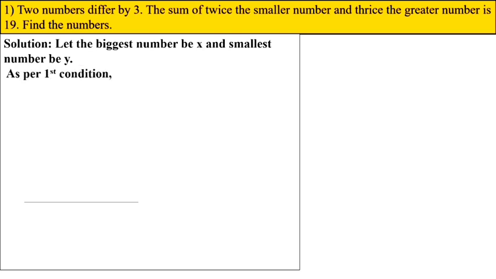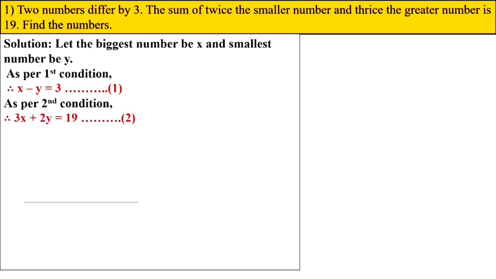As per the given condition, the two numbers differ by 3, which means the difference between the two numbers is 3. We have two numbers, x and y. So x minus y equal to 3 is our first equation. Now in the second condition it is given twice the smaller and thrice the greater. The greater number we have x. Thrice means 3 times x, and twice the smaller means the smaller number we assume y, so we will take 2y. It is given the sum of twice the smaller number and thrice the greater number. The sum means we have to do addition, so 3x plus 2y is 19. That is our equation number 2.